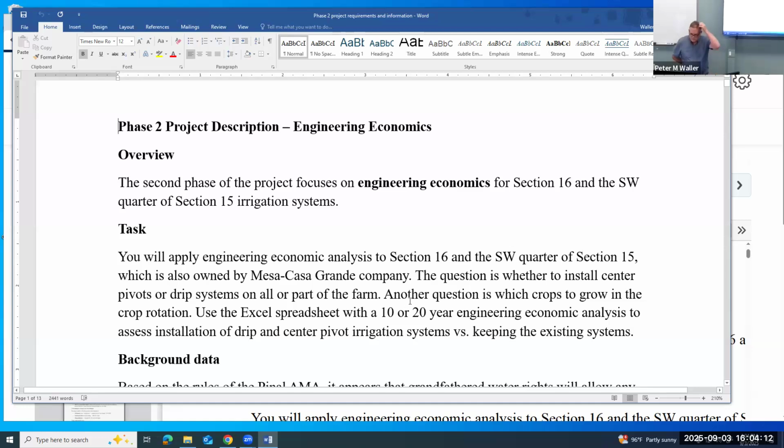So you're going to decide whether to put in new drip or pivot irrigation systems on this ground and whether it's worth it. And another thing you're going to think about, and I don't want you to spend a lot of time with this, I mean, you can just grow alfalfa if you want, is figure out which crops to grow in the crop rotation. So I've provided some information. And then I have an Excel spreadsheet associated with chapter 2 where you can plug the information in. But anyway, I'm going to go over the background data now.